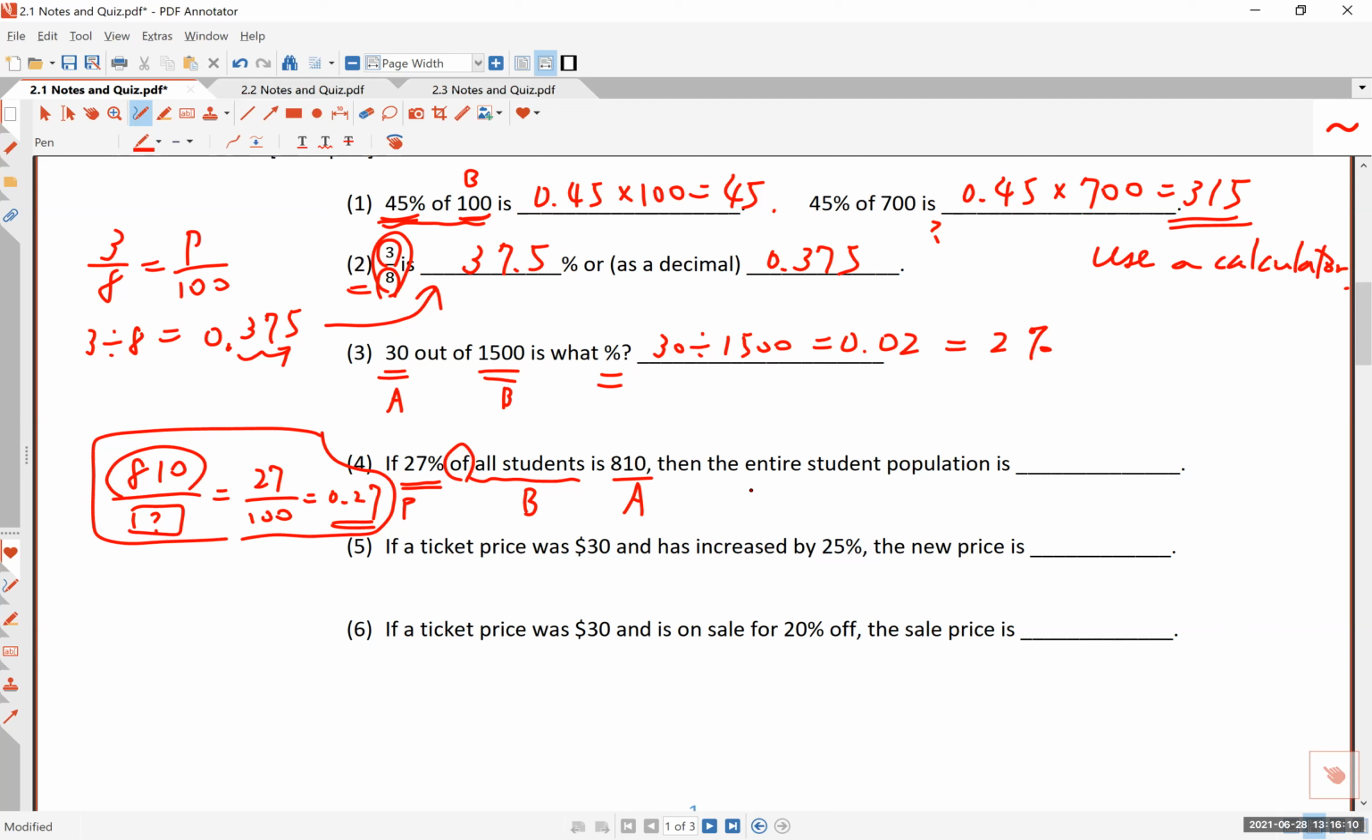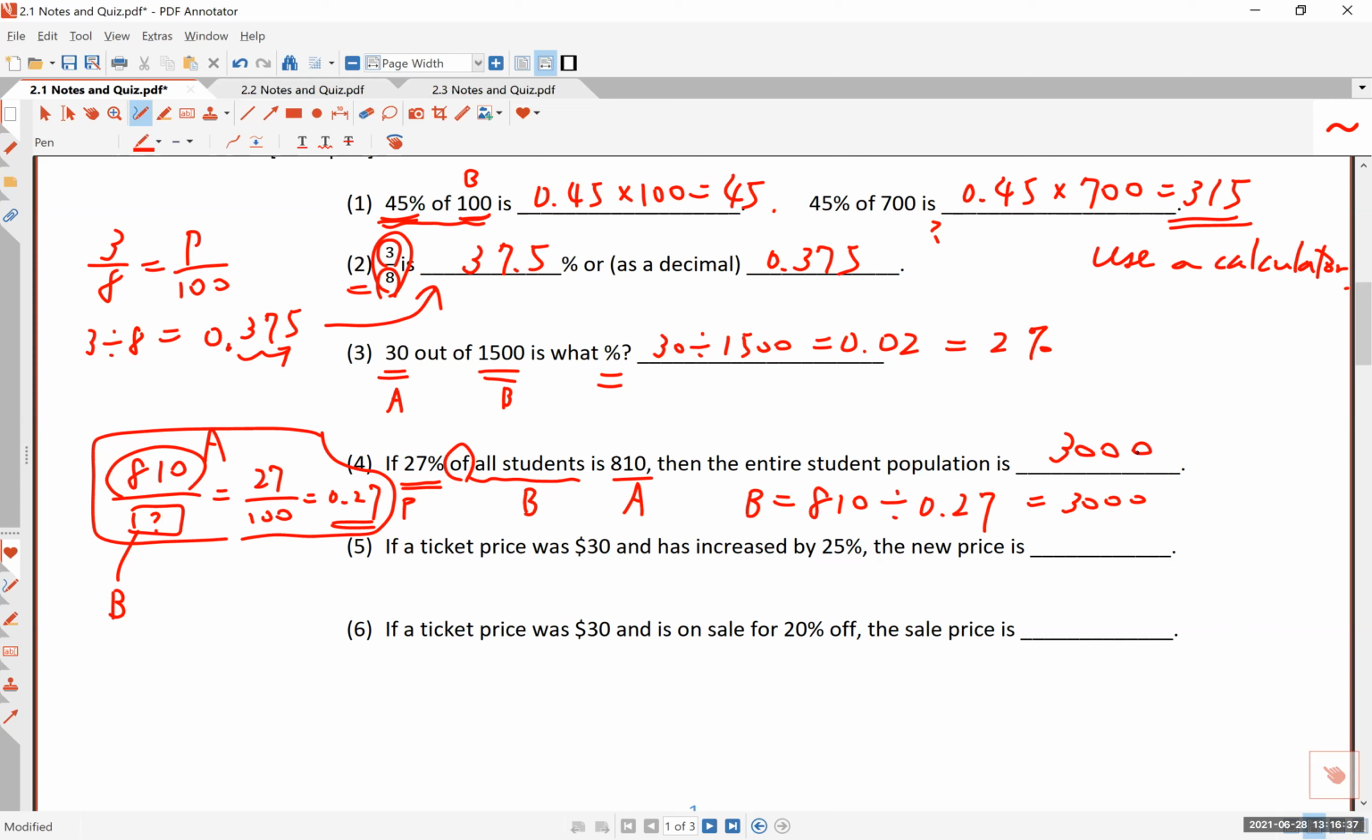Well, as I said, to find the base number B, what you have to do is to divide the number that represents the part A by the percentage expressed as a decimal number, that's 0.27. All right, and so the answer to this question is going to be 3,000. And that makes sense, right?